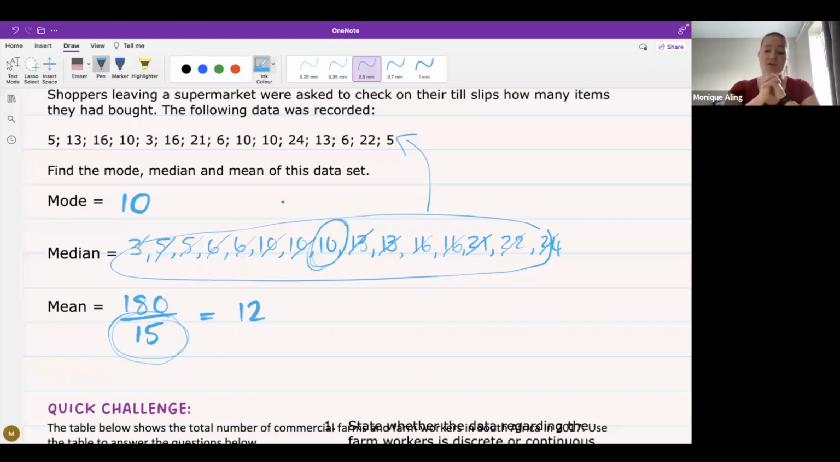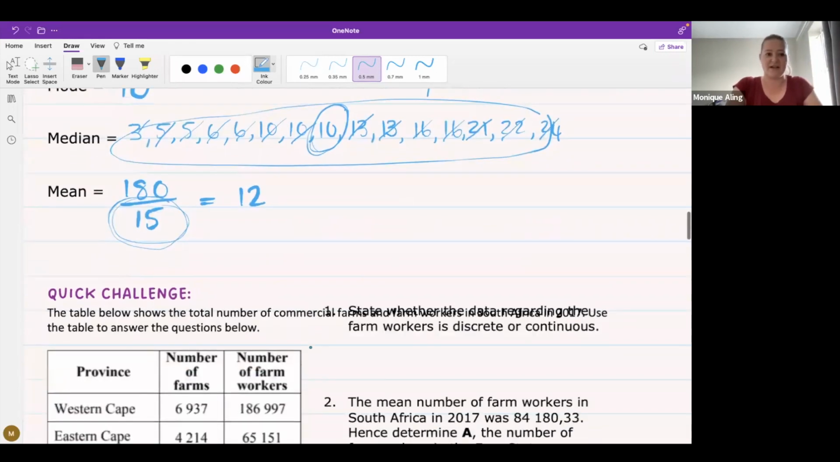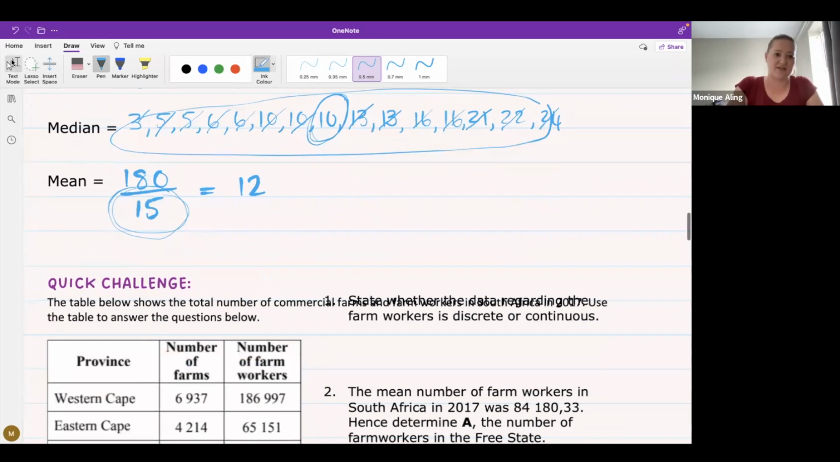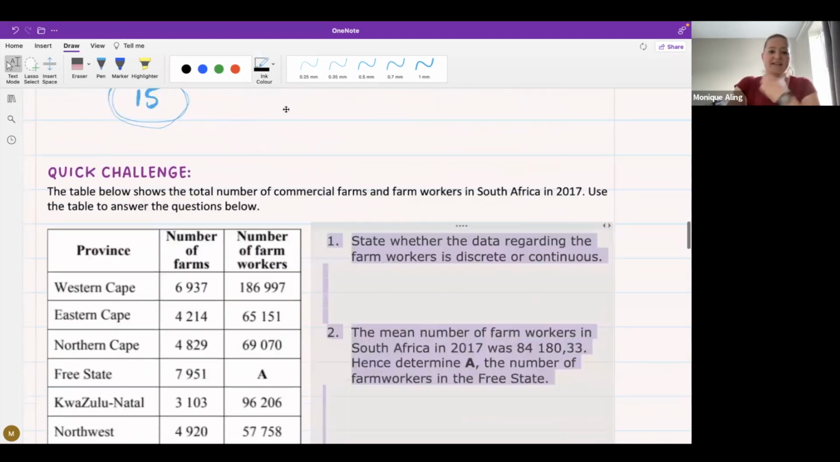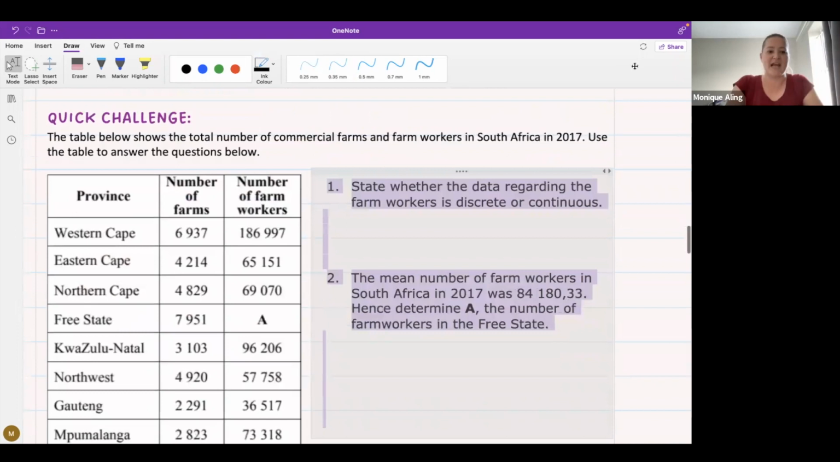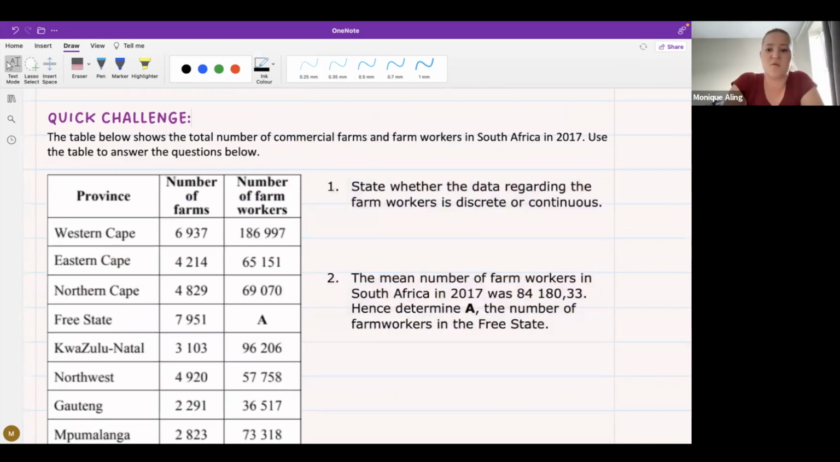So now I want to just show you guys a quick past paper question that challenges you just a little bit. So let's have a look at it. Okay, so quick challenge. It says the table below shows the total number of commercial farms and farm workers in South Africa in 2017. Use the table to answer the questions below.